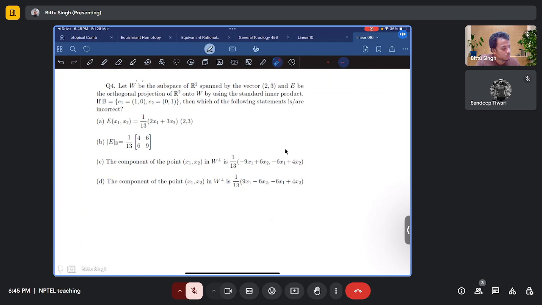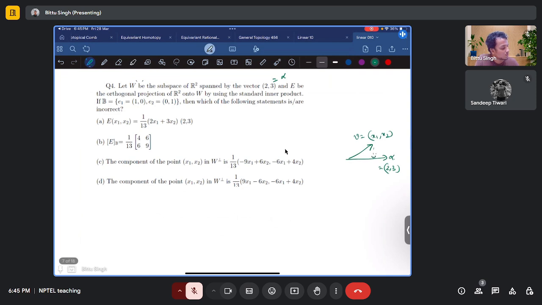We need to take projection onto this subspace generated by (2, 3). Let us see what is happening here. (x1, x2) is a given vector v, and we need to project it onto this alpha. This is the direction alpha. Alpha is actually (2, 3).